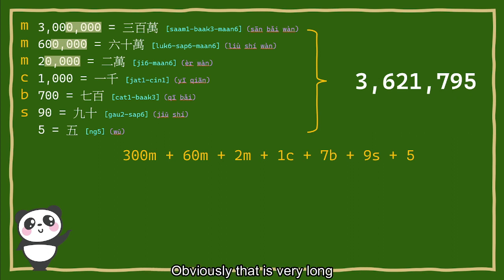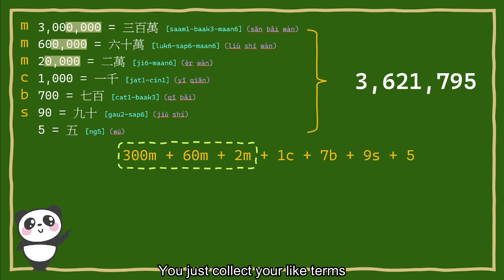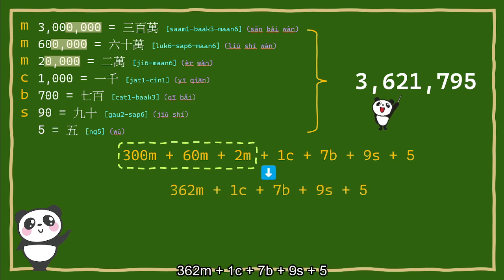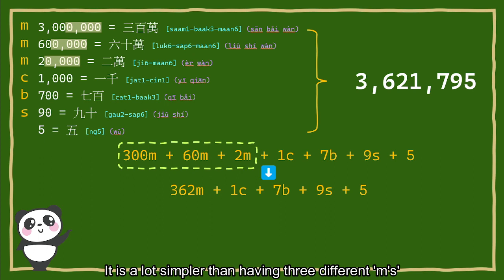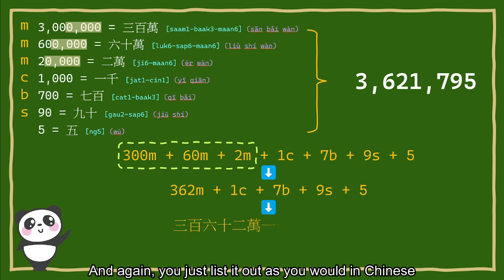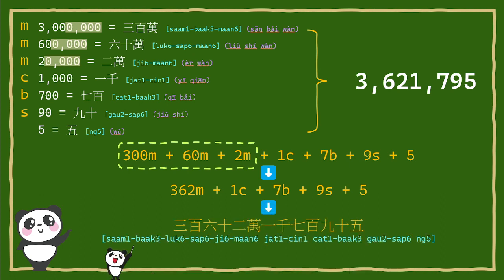Obviously that is very long, so you just collect your like terms, which is your M's, and you should get 362M plus 1C plus 7B plus 9S plus 5. It's still a very long formula, but it is a lot simpler than having 3 different M's. And again, you just list it out as you would in Chinese, which is 362万 1795.